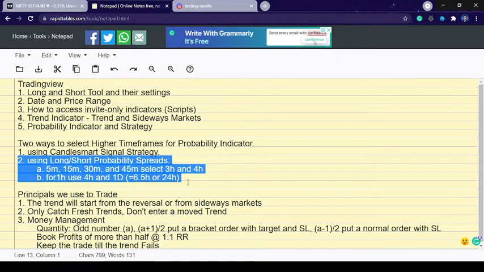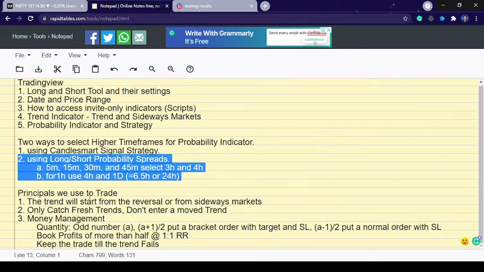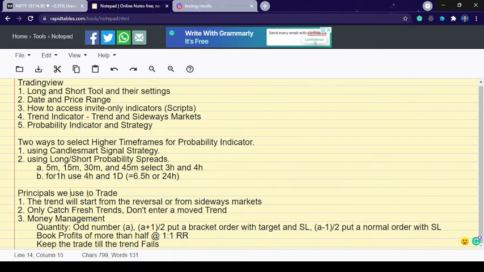Next we'll go and discuss the principles we use in trade, and let's see what this spread is.